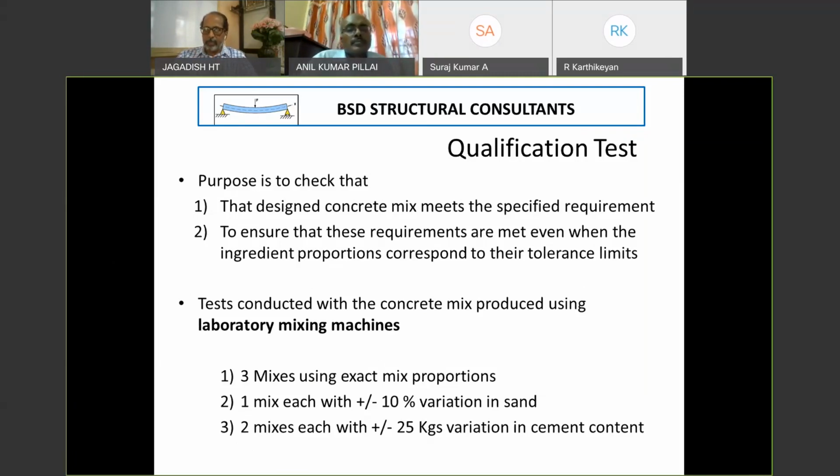Now this particular qualification test is done in lab condition. So this is the first stage. What we do, we take 3 mixes using exact mix proportion as per IS standard, as per IS mix design. Then one mix each of plus 10% and minus 10% variation in sand. 2 mixes each of plus 25 kg and minus 25 kg variation in cement content. So we got this many mixes, that is 3 plus 2, 5, 5 plus 4, 9 mixes for qualification test.